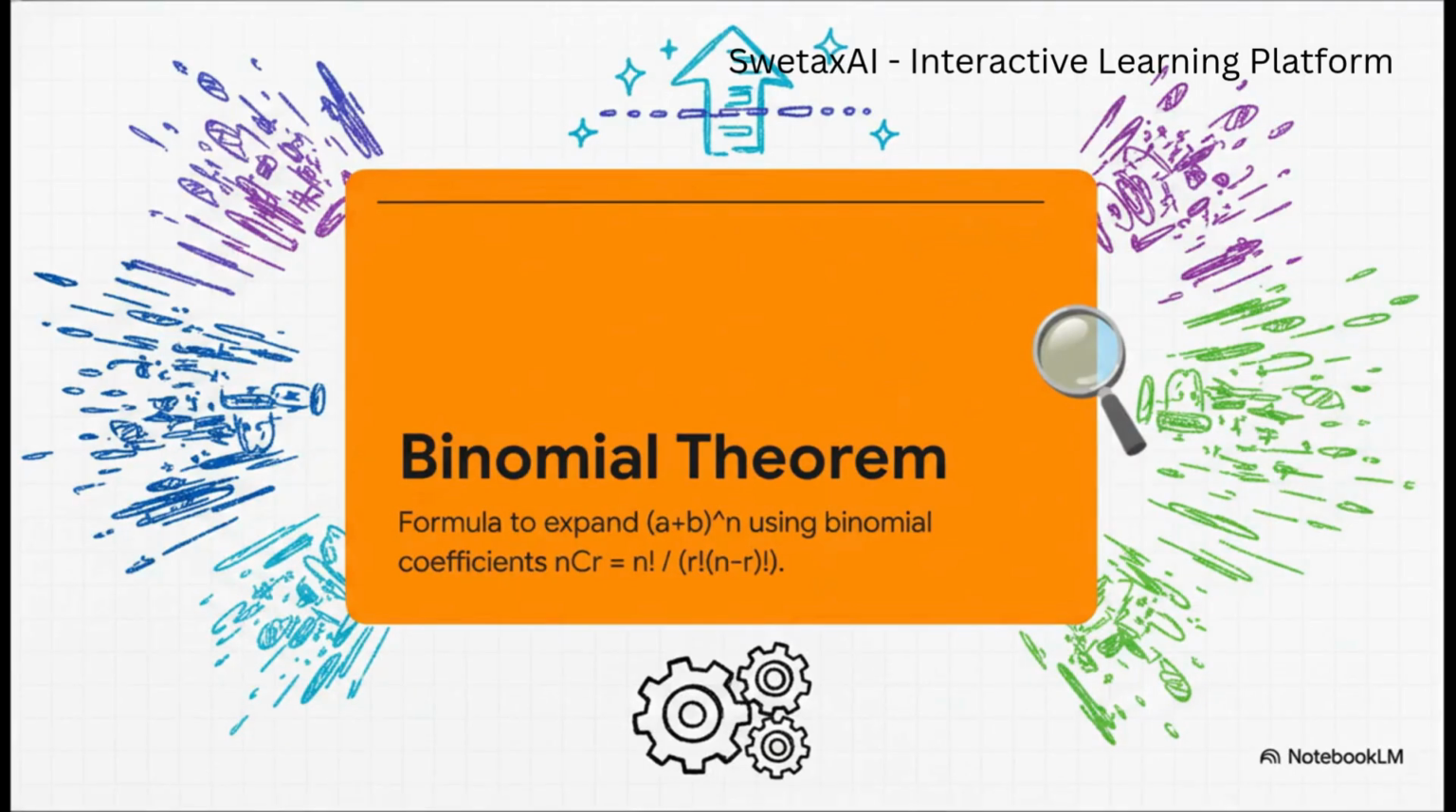Here is your elegant escape route. The binomial theorem lets you expand (a + b)^n for literally any positive integer n in one single shot. And the secret sauce here is this beautiful little engine called the binomial coefficient, which we write as nCr. That's just n! divided by r! times (n - r)!. This tiny formula does all the heavy lifting for us.